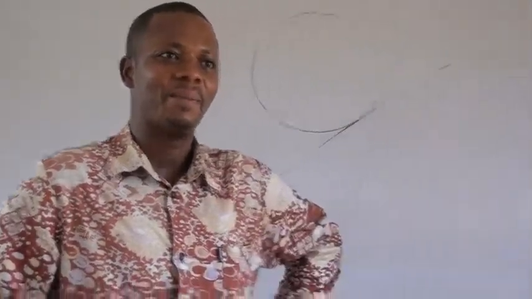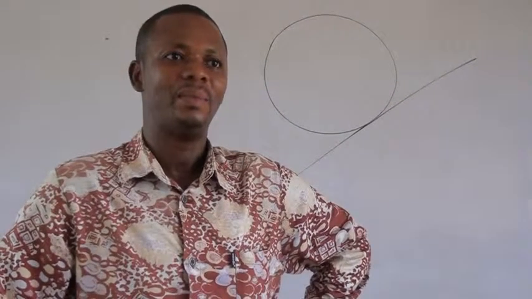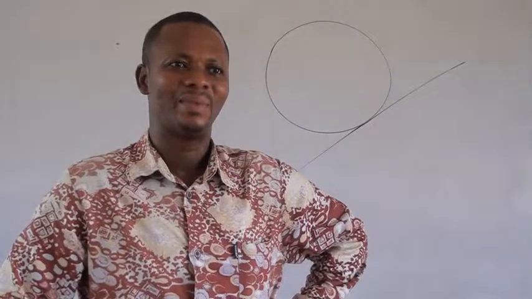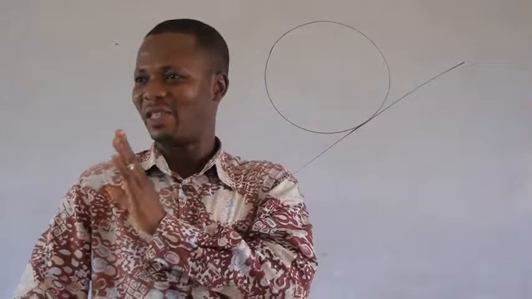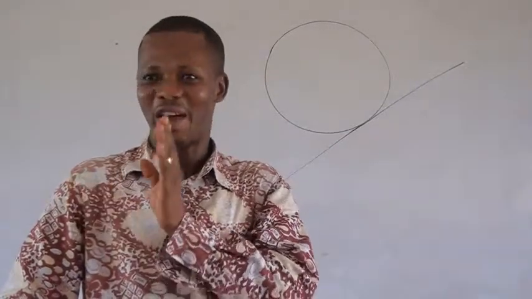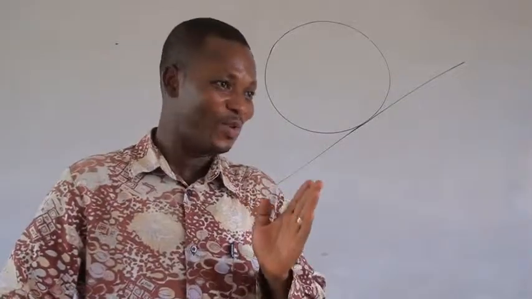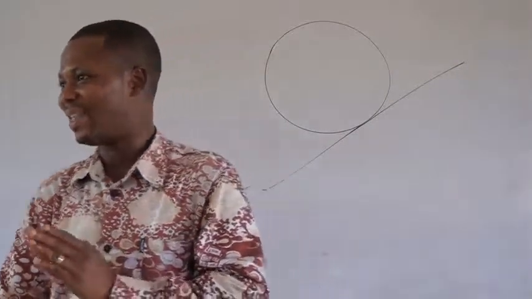A tangent. It's a straight line drawn from a point outside of the circle to touch just a point. We are defining it, we are not paraphrasing it. So if you are defining, please choose your words carefully. What is the tangent? You are defining the thing. You are not paraphrasing it. What is the tangent? What is the tangent? Yes.